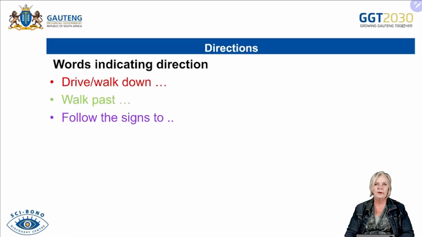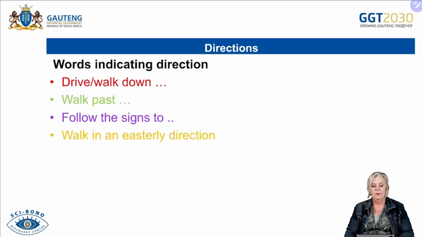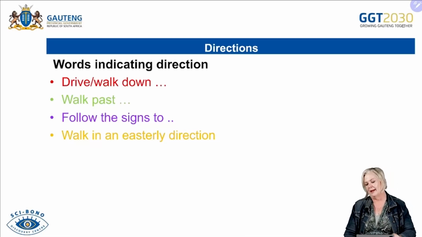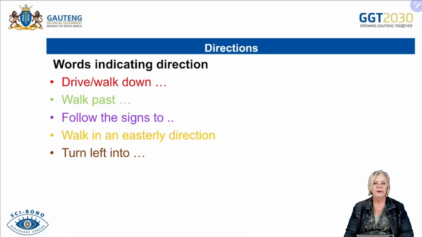I'm going to go very slow with this because I would love you to write these down, because this is easy marks for you. Walk in an easterly direction. Remember when we go direction, north, east, south, west. If you are like me, I don't go very well with it, but sometimes it helps. Turn left into or turn right into, and then you might refer to the street name. Drive in the direction of, and then very often you can also refer to landmarks that stand out.